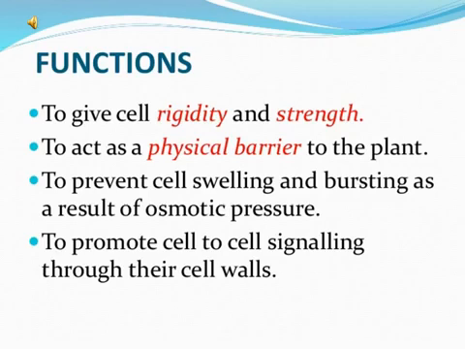Functions of the cell wall. The cell wall gives the cell rigidity and strength. It acts as a physical barrier to the plant. It prevents cell swelling and bursting as a result of osmotic pressure. It promotes cell-to-cell signaling through the cell walls.